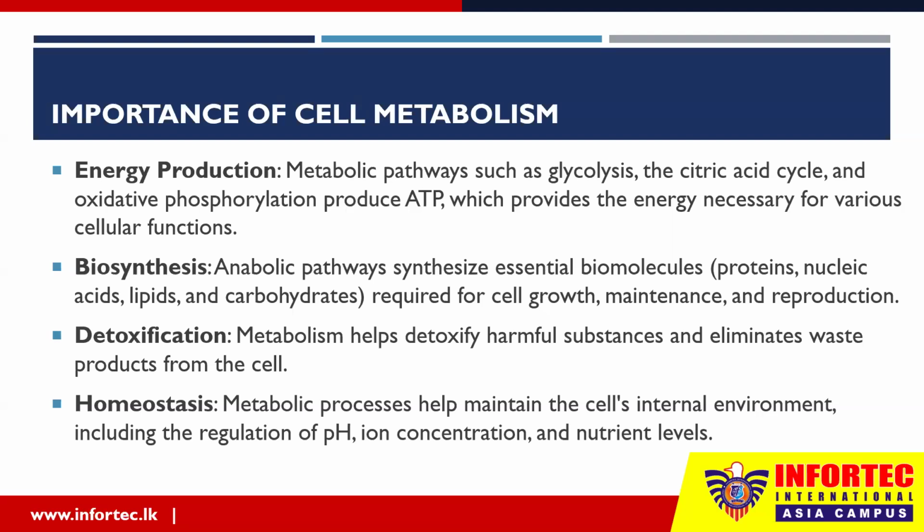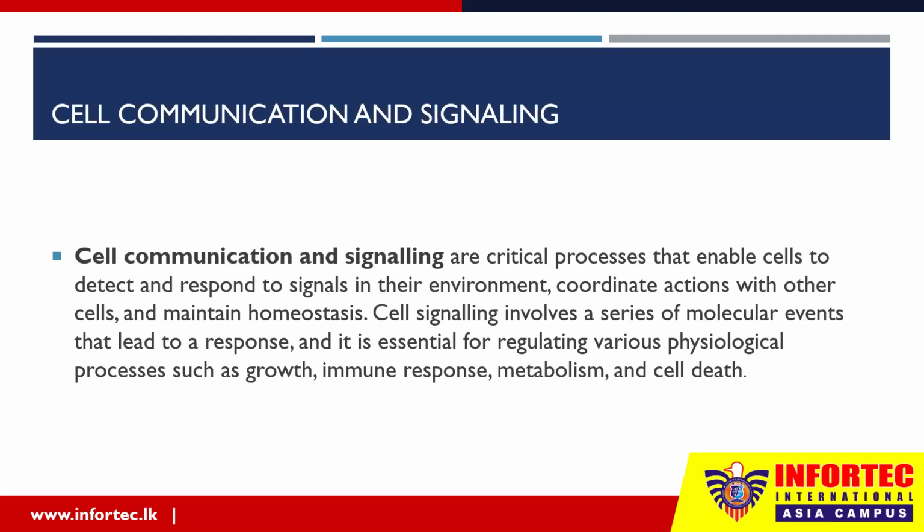Another important factor about metabolism is detoxification. How does detoxification happen? The large molecule is broken down into smaller units, and if there is something unnecessary for the body, we can remove it. So that is detoxification, and then homeostasis. If something increases beyond the normal range of the body, then through the process of metabolism, we can come back into the normal range. Those are some important factors related to cell metabolism.